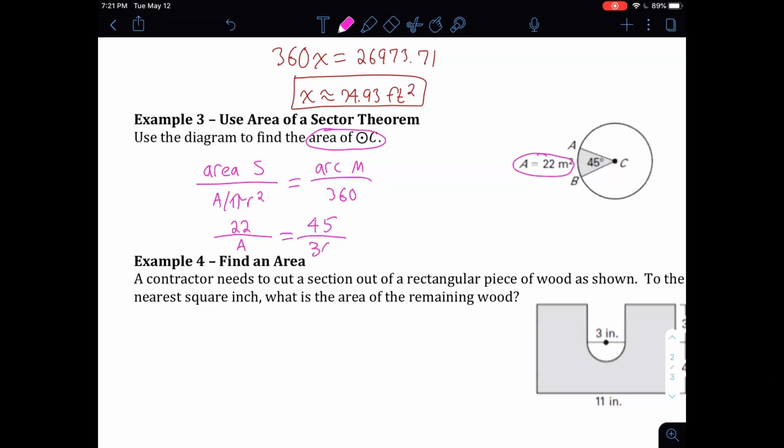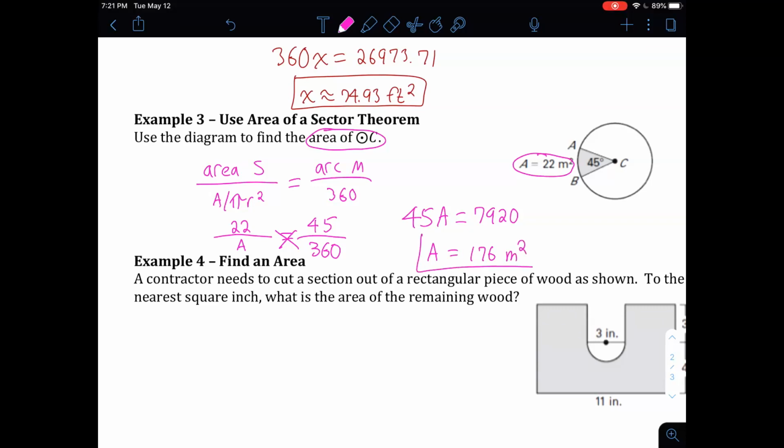over 360. Cross multiply. So now we get 45A equals 22 times 360, which is 7,920, divided by 45, and A is going to be approximately, or is it equal to? 7,920 divided by 45, well, it's 176. Equals 176. That's going to be meters squared.